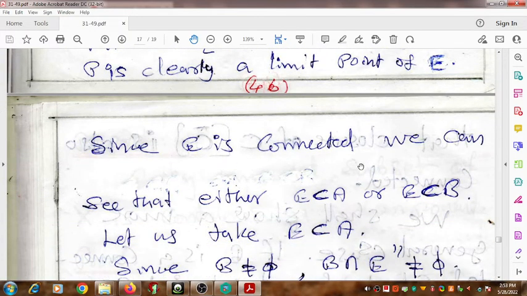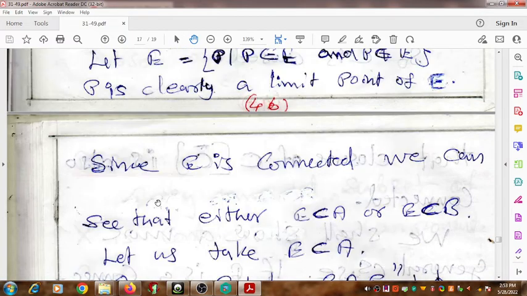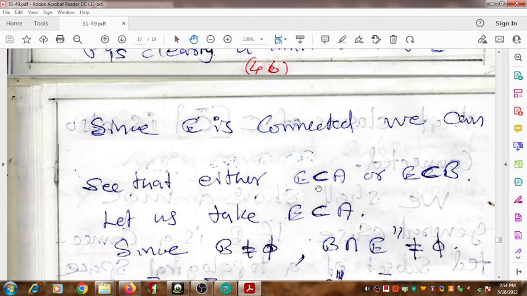Since E is connected, we can see that either E is a subset of A.